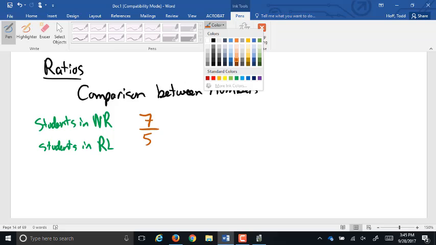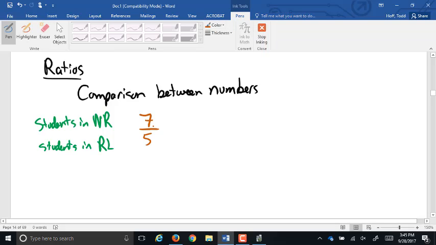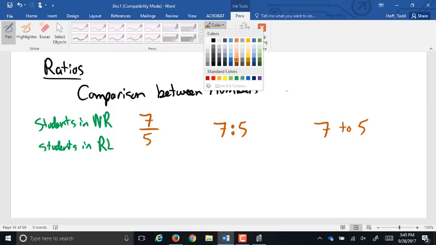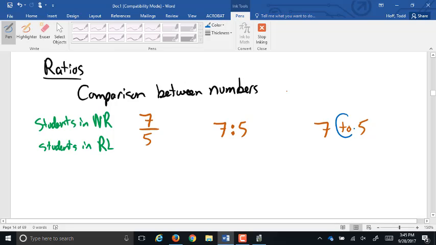That's a 7 to 5 ratio. And I can write it exactly like that as a fraction. I could write it with a colon, 7 colon 5. Or I can even write it with the words, 7 to 5 in this case. This wording here can only be used in specific cases, and we'll talk about that in a little bit.